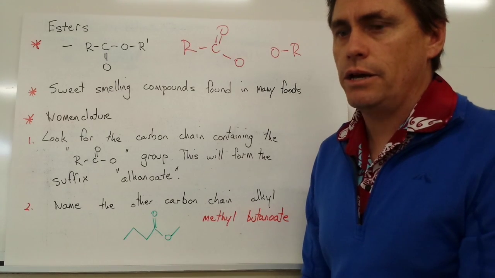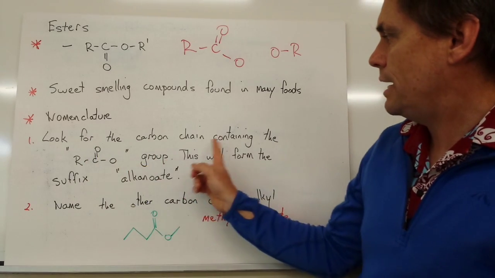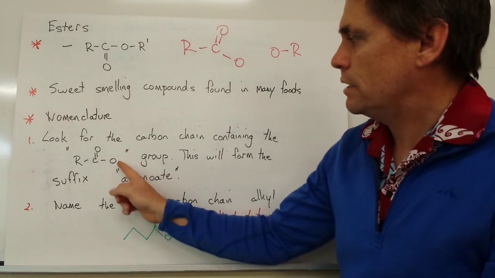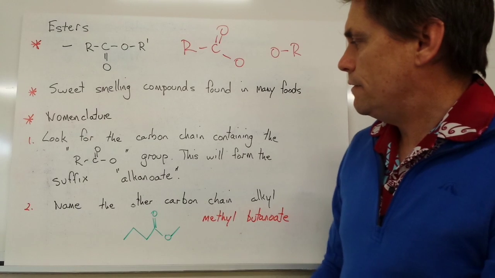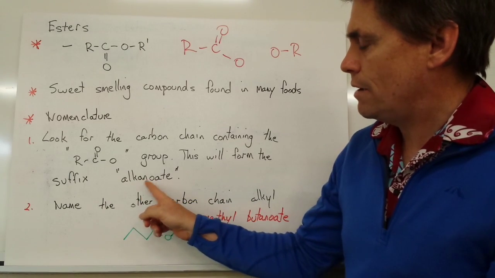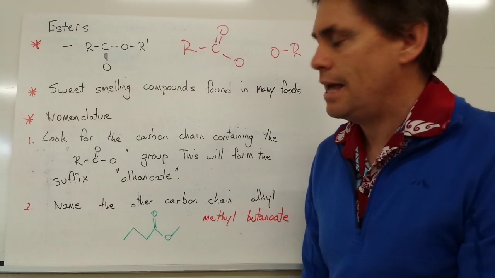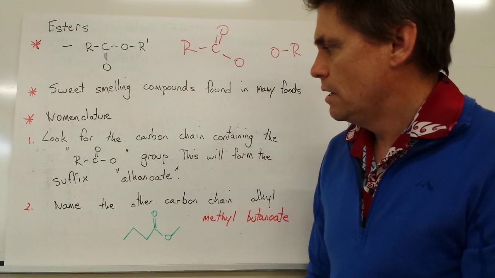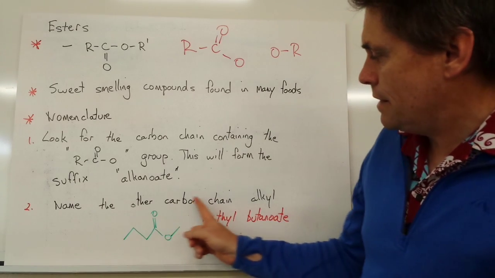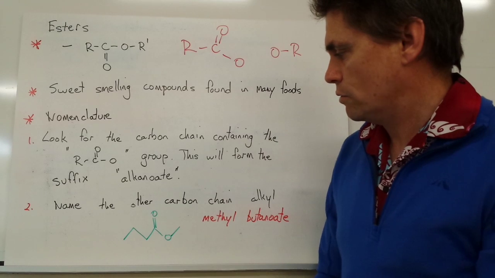So how do we go about naming an ester? We need to look for the carbon chain that contains this particular group. And this will form the suffix which we name alkanoate. So we substitute this for our particular alkane. We also need to name the other carbon chain with a substituent group, so an alkyl group.